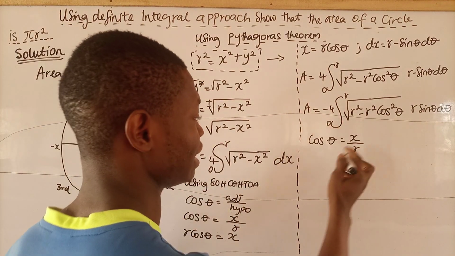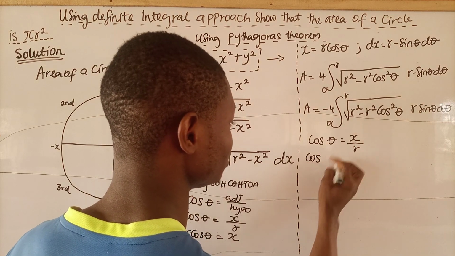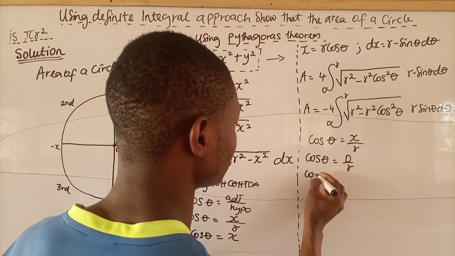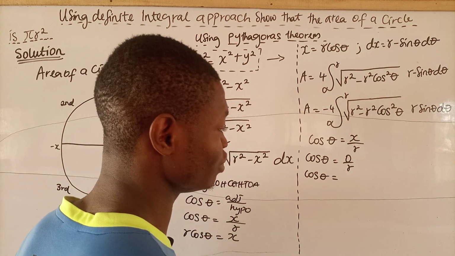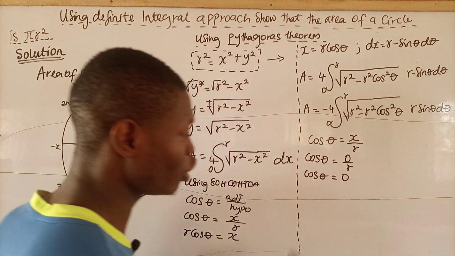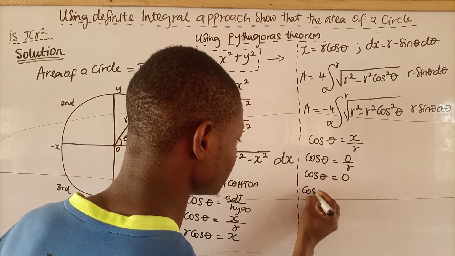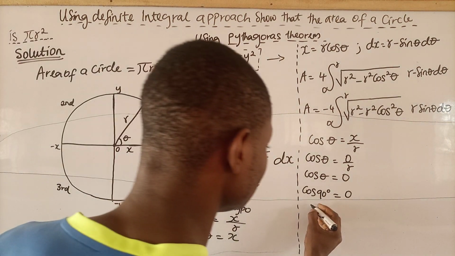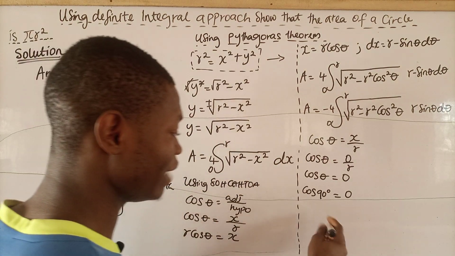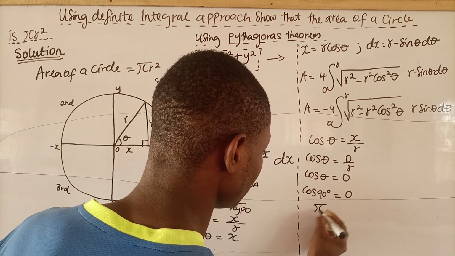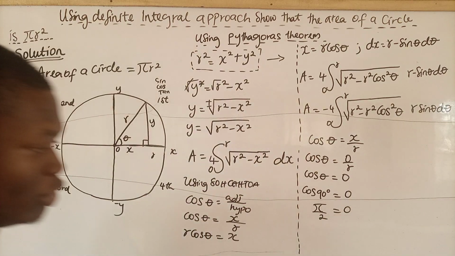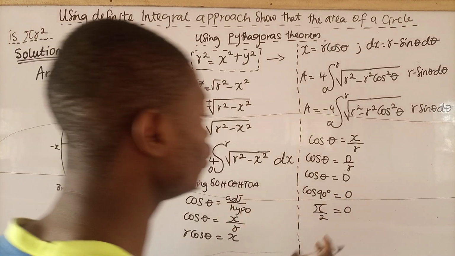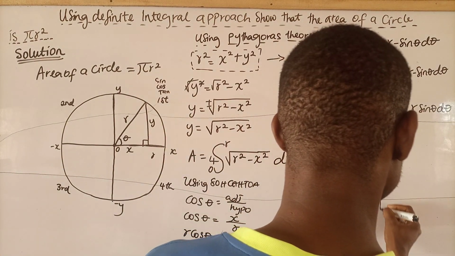So this one will be our x now. Anywhere we see x, we put 0. Cos theta is equal to 0 over r, so that cos theta is equal to 0. So what cos will give us 0? Cos 90 degrees is equal to 0. Or you convert it to radian form, it will be pi over 2. Pi over 2 is the same thing as 90 degrees.